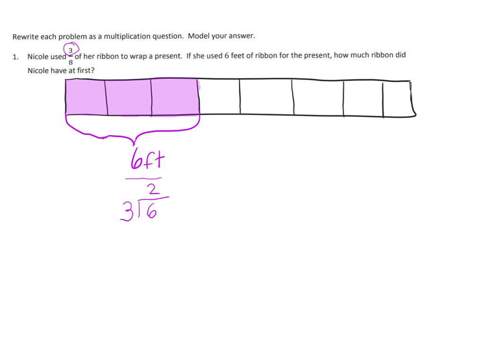So each of these blocks are worth 2 feet. So we can figure out how long the whole ribbon was by taking 8, the number in the denominator, which means the total number of pieces there are, and multiplying it by 2. And 2 times 8 is 16. So there are 16 feet of ribbons in total.